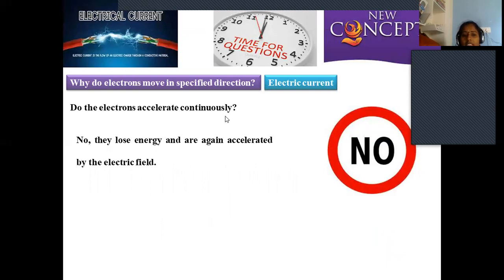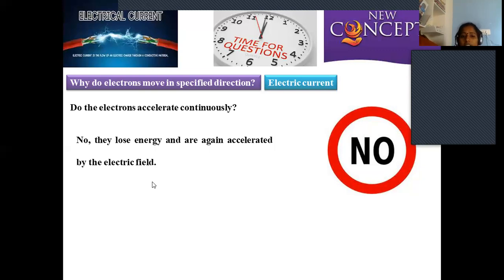Do the electrons accelerate continuously? So is the movement of electrons a continuous process? No. They lose energy and are again accelerated by the electric field. So when they are moving, what happens? At some instance, a complete loss of energy is possible. At that time, acceleration may not be possible.